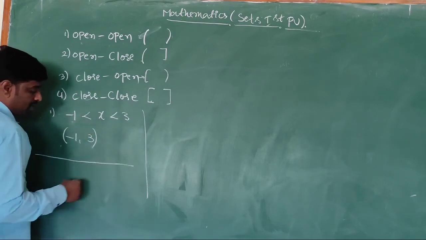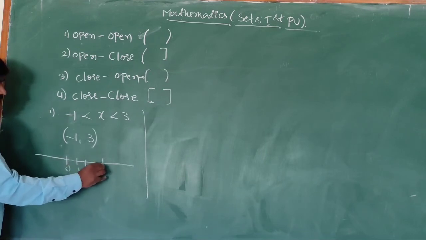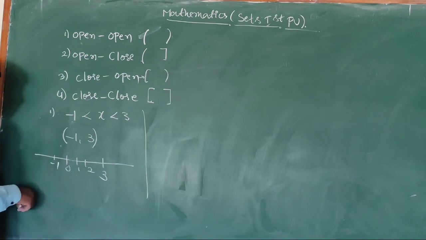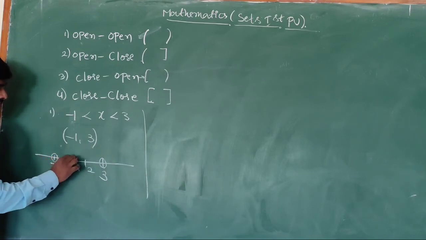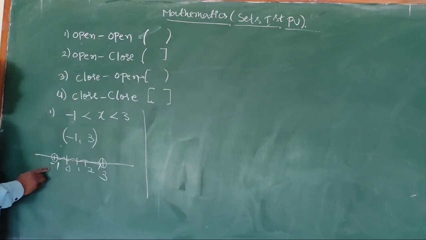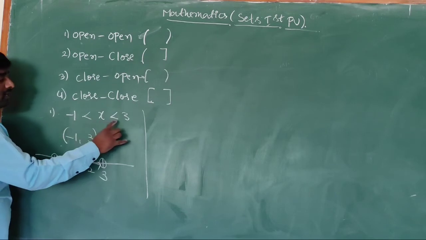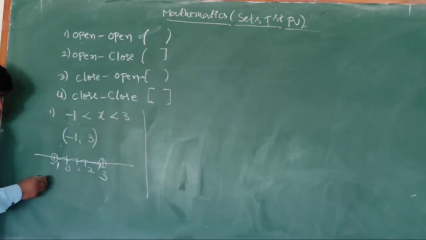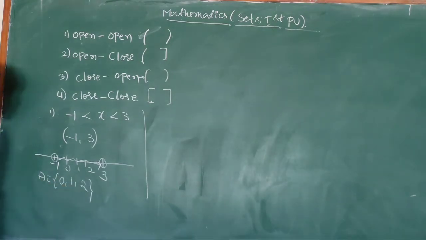Okay? See here, again -1 is open, 3 is open. So we should write the number line: 0, 1, 2, 3, and this side is -1. So -1 and 3. Now excluding -1 and 3, because -1 is open, 3 is open. So we should write set A is equal to {0, 1, 2}. So this is the set.